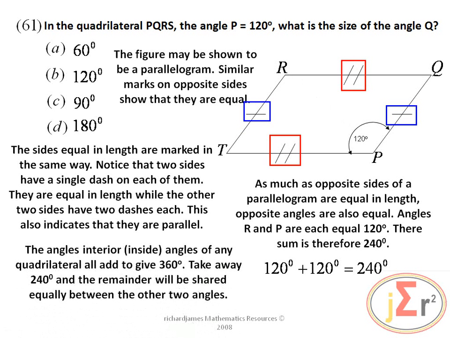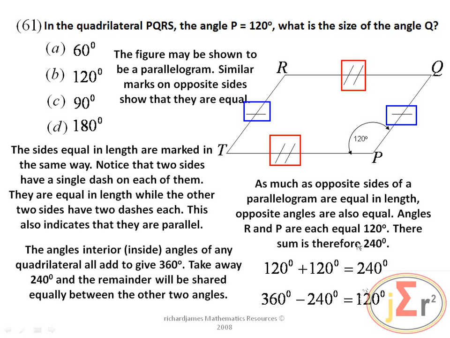The interior angles of any quadrilateral all add to give 360 degrees. Take away 240 and the remainder will be shared equally between the other two angles. Notice that we are saying the inside or interior angles of a quadrilateral add to give 360. It is the only four-sided figure this is true for. We also know that the interior angles of a triangle will add to give 180 degrees.